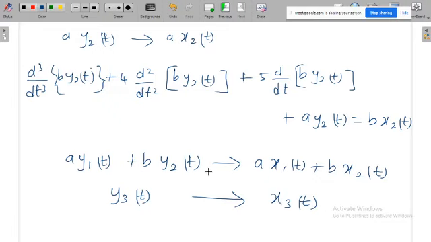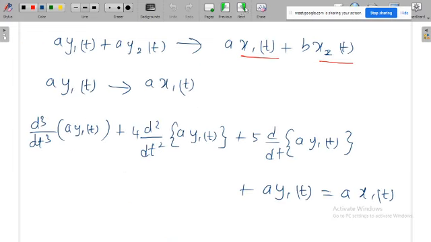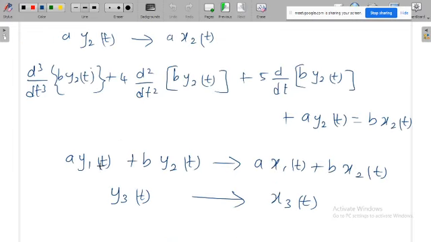So from the base equation, now I will calculate x3 of t. X3 of t means instead of x I will put x3, and then instead of y I can put y3, but that is useless. But y3 of t is what? Y3 of t is this one, so I will put this one. Then finally I will try to prove.